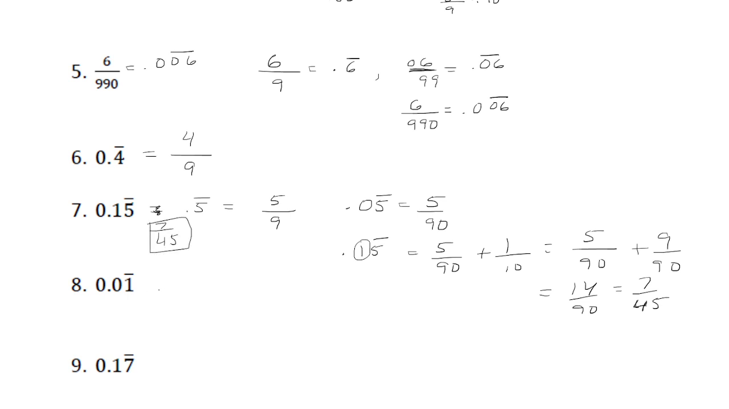For 8, we see the 1 is repeating. So if I just had 0.1 repeating, that'll be 1/9. But I want to make space for the 0, so that involves us dividing by 10. So this will be 1 over 90.